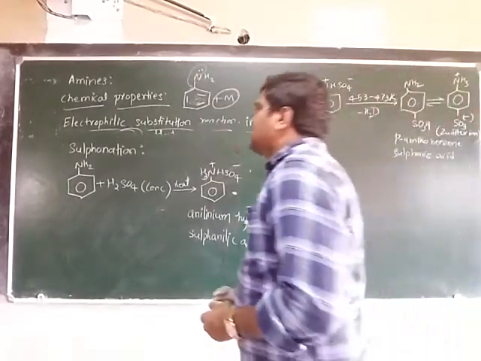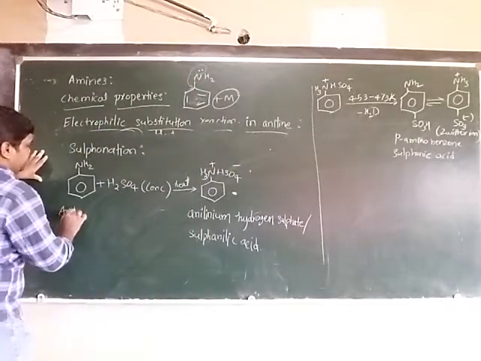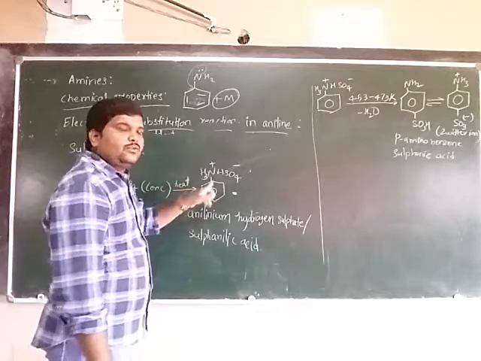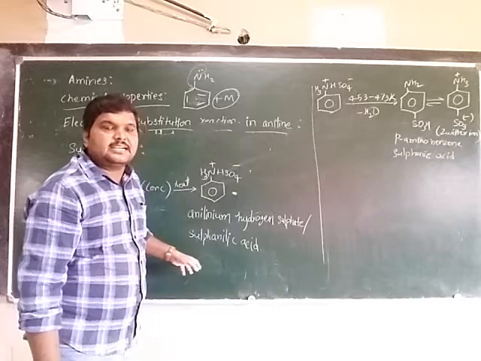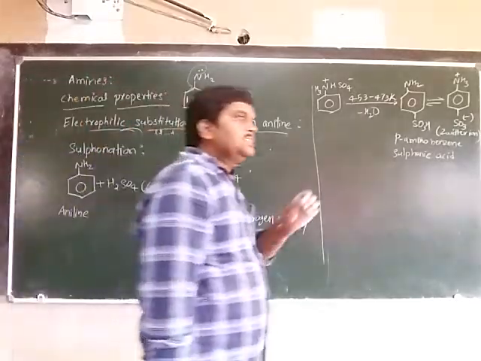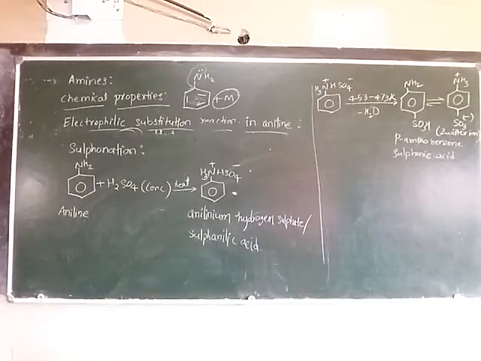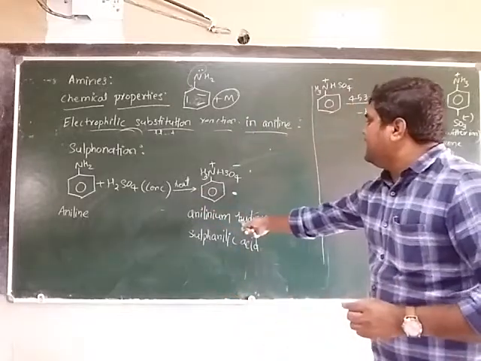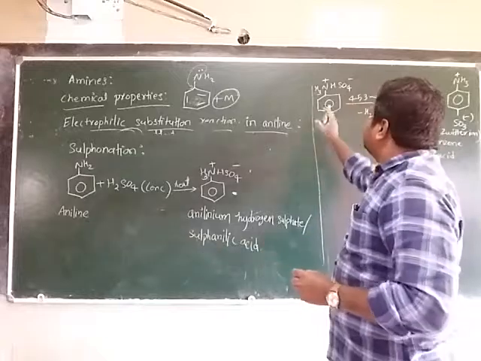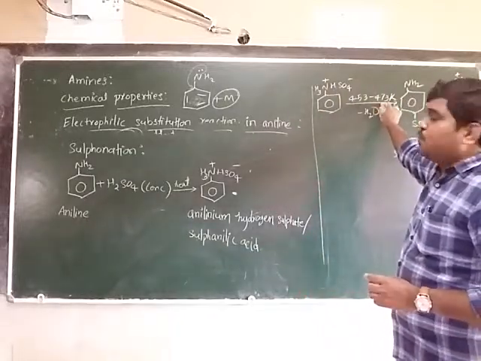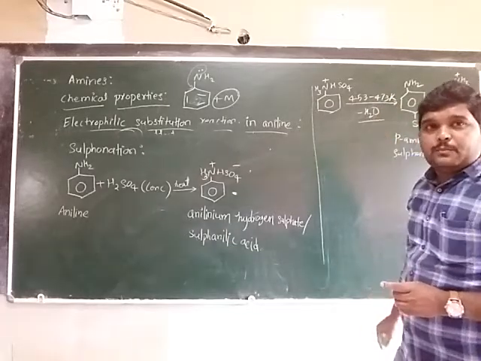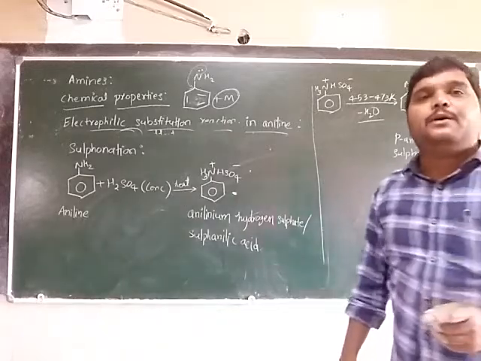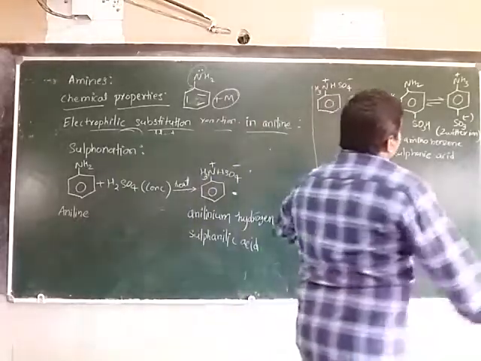So now we will see the sulfonation of aniline. Generally, aniline reacts with concentrated sulfuric acid. When aniline is heated with concentrated sulfuric acid, it leads to the formation of anilinium hydrogen sulfate. This is also called sulfanilic acid. This sulfanilic acid at 453 to 473 Kelvin, by the removal of a water molecule, forms para-amino benzene sulfonic acid, which rearranges to the Zwitter ion.